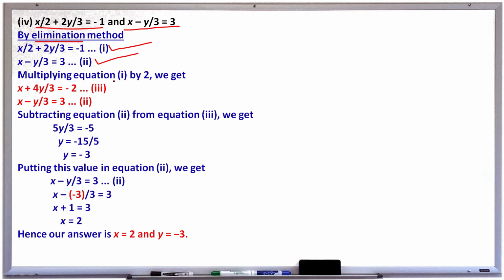Multiplying equation number 1 by 2. If you multiply this equation by 2, this 2 will get cancelled, so x will come. Second term, it will become 2y into 2, so it will become 4y whole divided by 3, minus 1 into 2, minus 2. So equation number 3 you will get after multiplying by 2. So x minus y by 3 is equal to 3, that is equation number 2. Subtracting equation number 2 from 3.